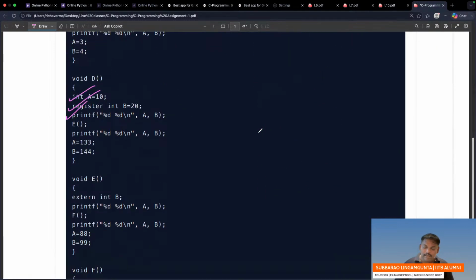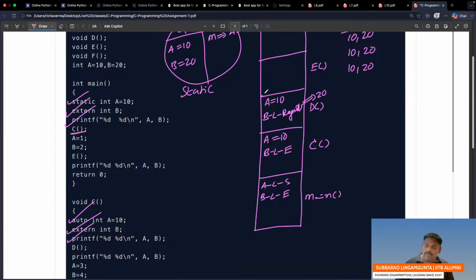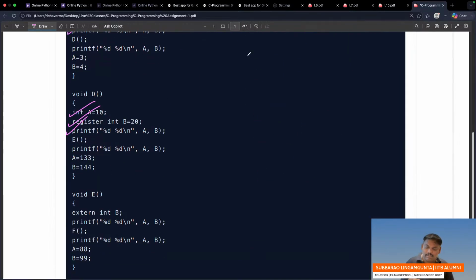In the E function's first line, extern int B is the local. So be careful: extern int B. B is a local, but it is an extern variable, which means you will take the global. That's okay. Now, after completion of the E function's first line, the second line prints A, B.